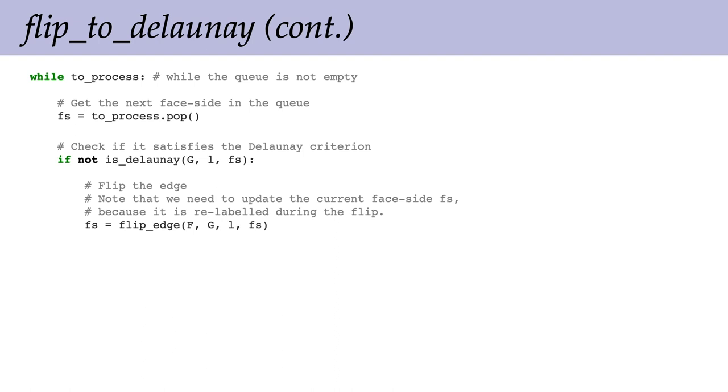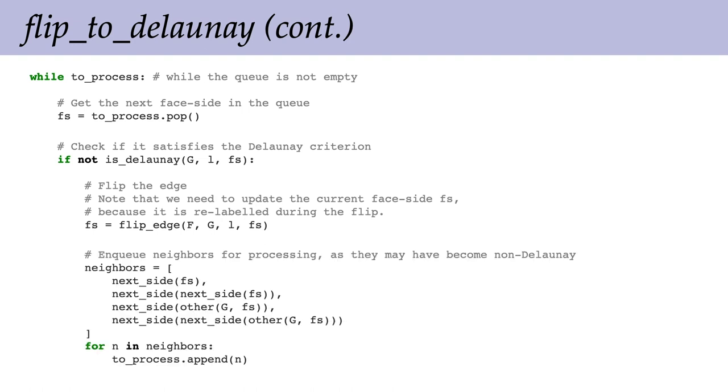So that edge is now definitely a Delaunay edge, but the neighboring edges on these two triangles, or the neighboring edges in the diamond, might have become non-Delaunay because of this edge flip. So we need to take all of the neighbors and push them onto this queue for further processing. And that's it. We actually have a mathematical proof that this algorithm always terminates. And this is what's so great about Lawson's flipping algorithm: it's quite simple, and this procedure always terminates with a Delaunay triangulation.